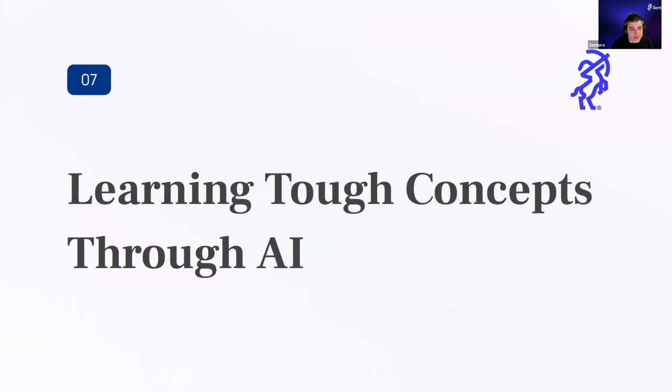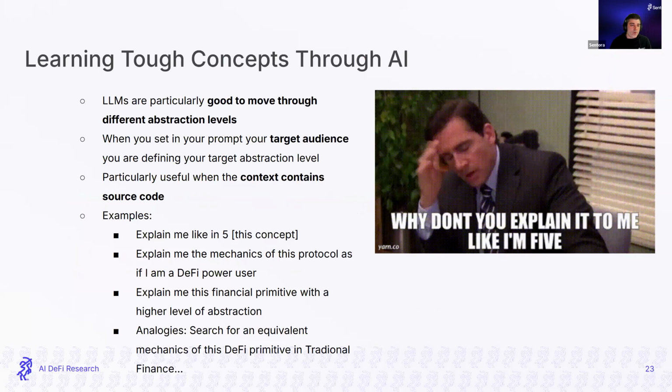So on the topic of learning or research, many times we spend time learning how something works, and AI tools can help a lot on this front as well. One realization when working a lot with LLMs is that they are extremely good at moving through different abstraction layers, right? So when we are setting the target audience for the output of our chat, what we are doing in the background is setting the target abstraction level, right?